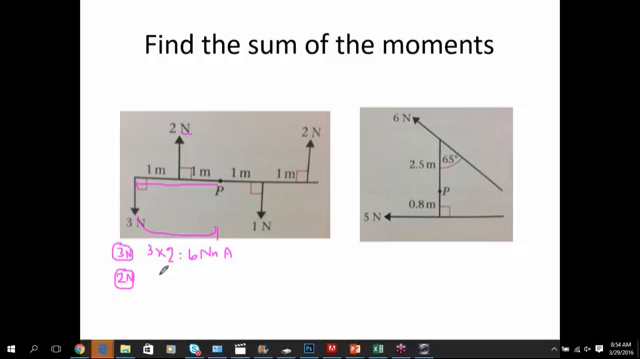Now this one's a bit more difficult. You've got to actually work out the distance from P directly to the line, and then you use that triangle. The hypotenuse of that is 2.5 and the angle is 65.